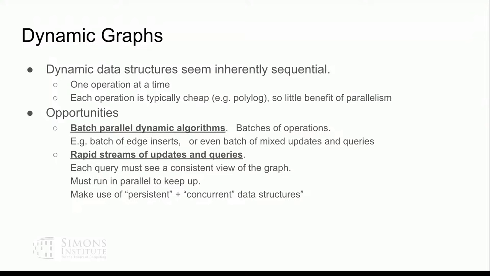There are two advantages to doing batches of operations together, so instead of doing one update, doing 100 updates or 1,000 updates. The first is, of course, parallelism. At least you can get some parallelism from doing the updates. The second is that you can actually reduce the work per update. We'll see several examples where, if you do batches of updates or even batches of queries, you can reduce the work over what you would have done if you did them one at a time. I'll talk about that, and then we'll go into the streams.